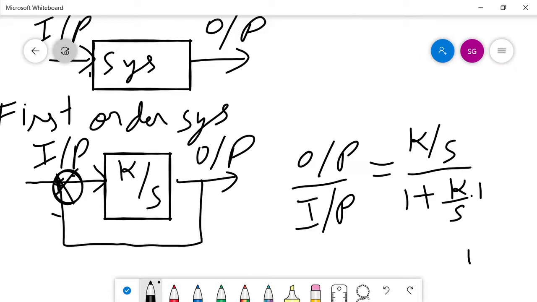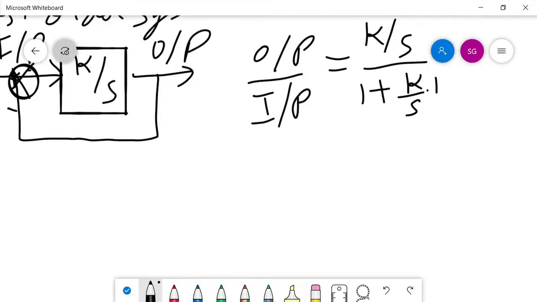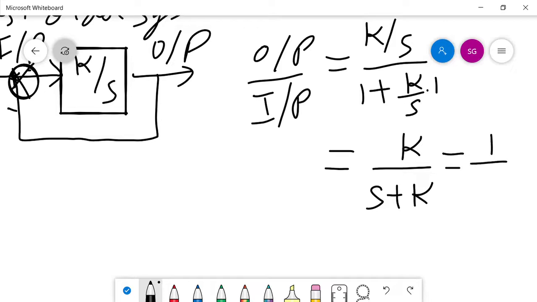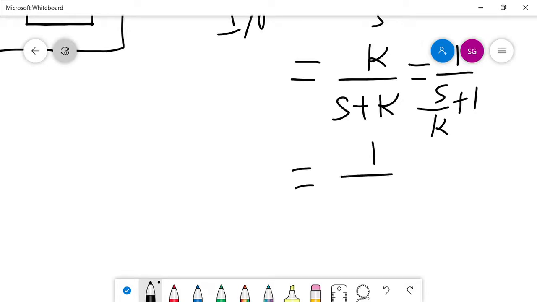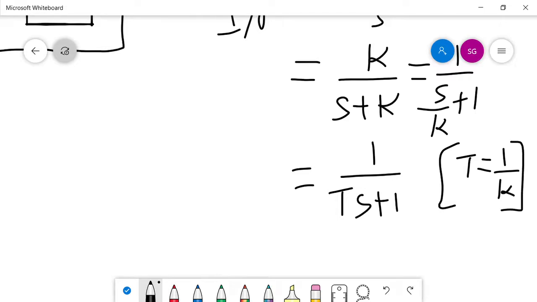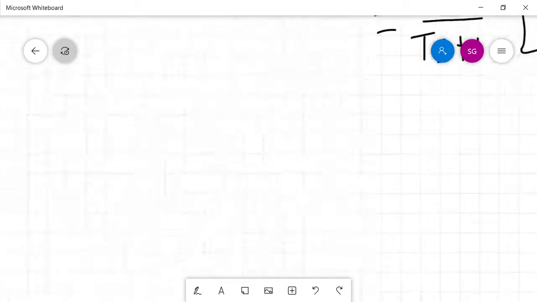So solving this, when I solve this, it will come K upon S plus K. Taking K constant from the numerator and denominator, it will become 1 upon S by K plus 1, which could be equal to 1 upon Ts plus 1. Here T is equal to 1 by K, the time constant. So let us just analyze this first order system. This first order system has a single pole at S is equal to minus 1 by T.